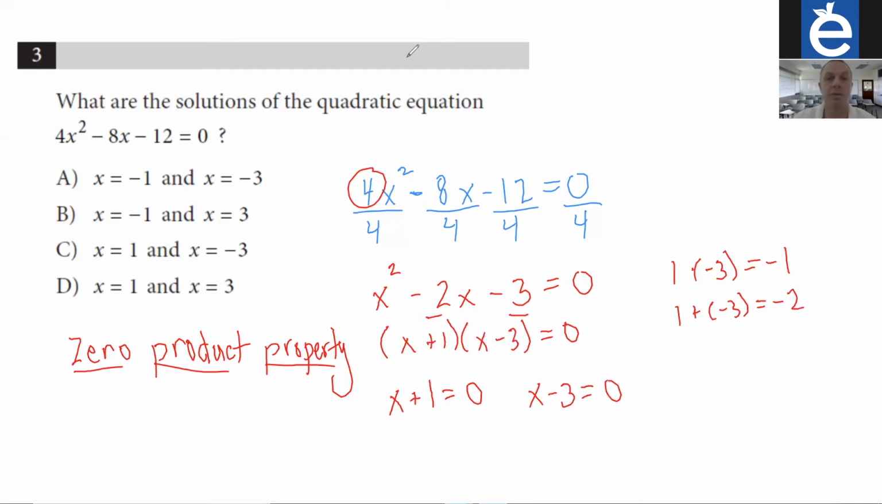All right, just making sure we're good. So let's solve each equation individually. We have x equals -1, and we have x equals 3. So those are the solutions of the equation. What that means is when you plug in x equals -1 or x equals 3, the equation is equal to 0. So that would be B.